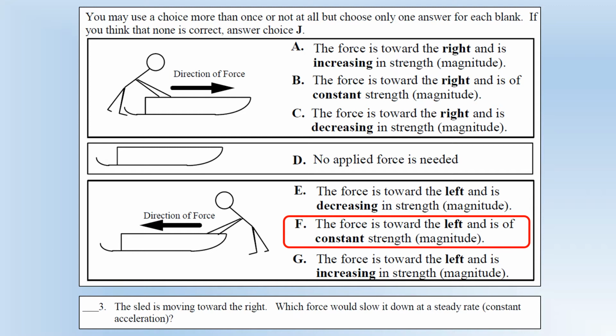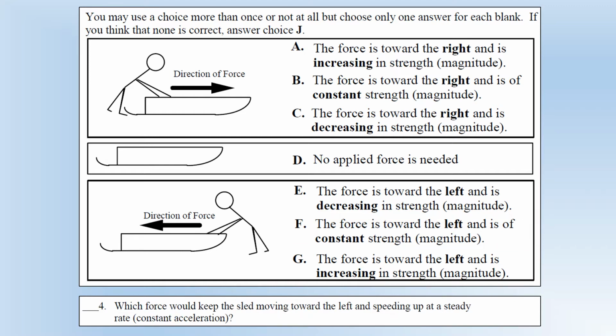Okay, so scenario 4. Which force would keep the sled moving towards the left and speeding up at a steady rate? So select your answer now. All right, so let's take a look at what you should have. So again, we should have F. So if it's going to the left and accelerating or speeding up, the force must also be to the left. And if the acceleration is constant, the force must be constant as well.